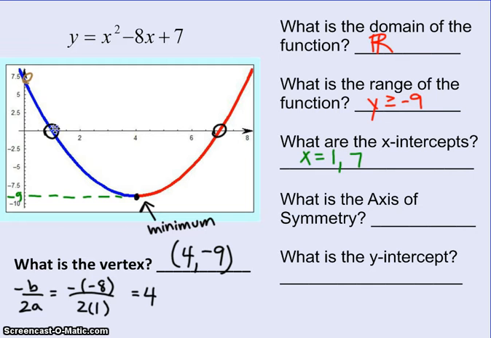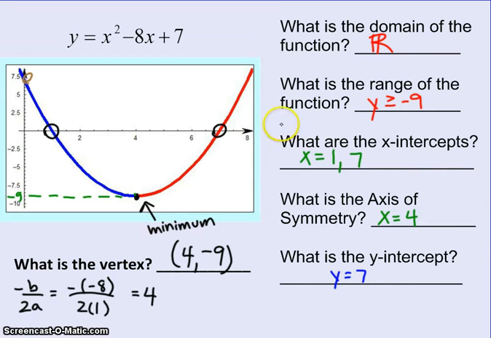The axis of symmetry is x equals h. So if h is 4, then my axis of symmetry is x equals 4. And last but not least, the y-intercept. Well, it's a little hard to tell what this is, but remember the y-intercept is where x is 0. So if I plug in 0 here and here, I result in 7. So the y-intercept is y equals 7.